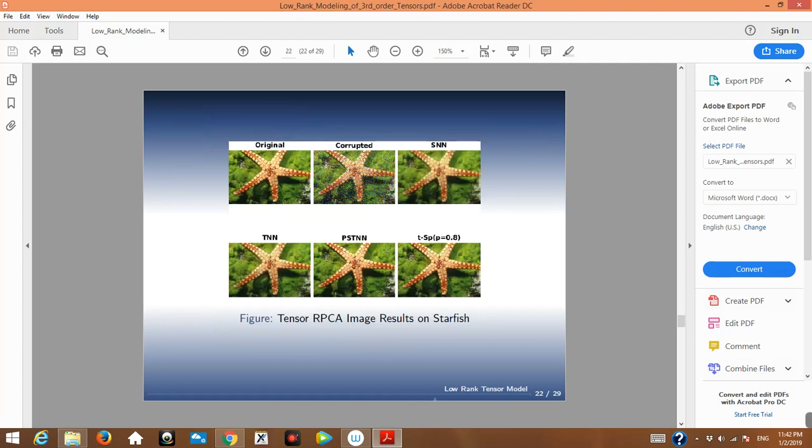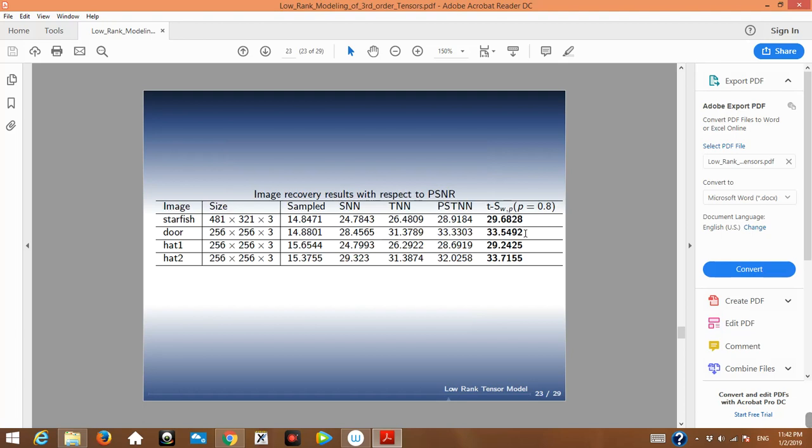And this is our experimental results. For example, this is a starfish, the original starfish. It is a color picture, and this is the corrupted image. We can recover the low-rank part of this corrupted starfish and get rid of the sparse errors. You can see our results are very good.